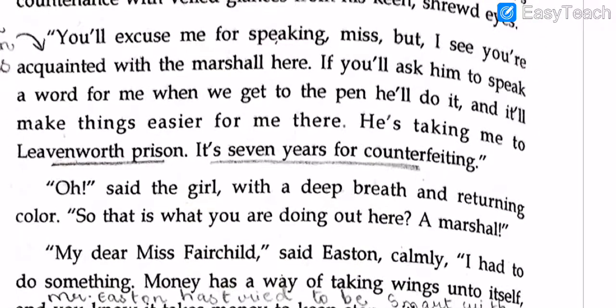Oh, said the girl with a deep breath and returning color. So, with almost like a sigh, like, okay, you'll get this really bad noise right now, but I'll just make this sound of sigh. Like that. So it was just like a sigh. She had this, oh, okay, thank God. My old friends, they're a marshal. I am saved. I'm not embarrassed anymore. And she returns the color, the happiness that she had on her face earlier.